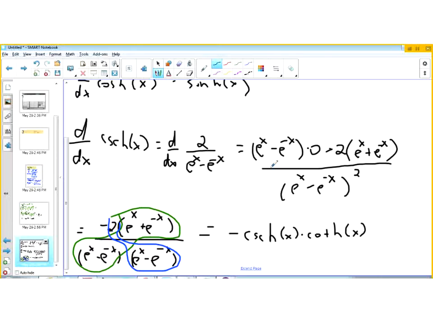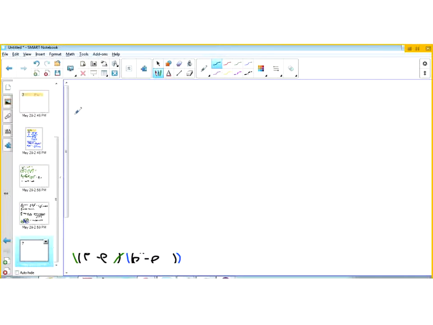Okay, so I'll let you do the derivative of the hyperbolic secant function. Okay, so how about we do the derivative of the hyperbolic tangent function?